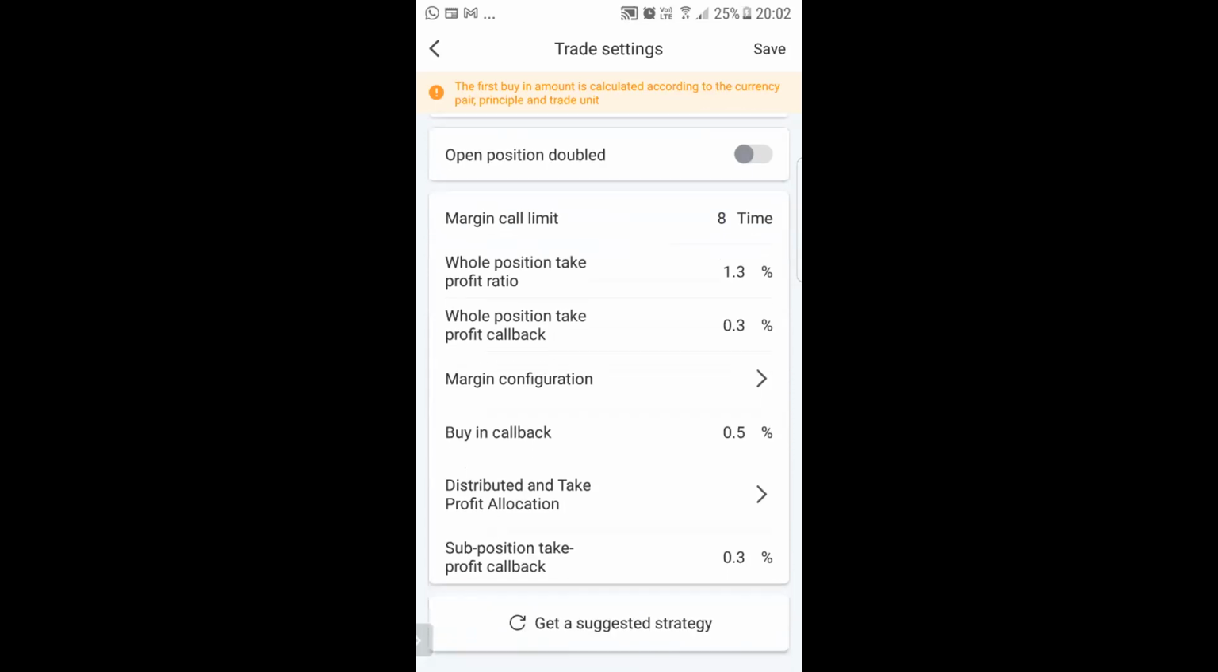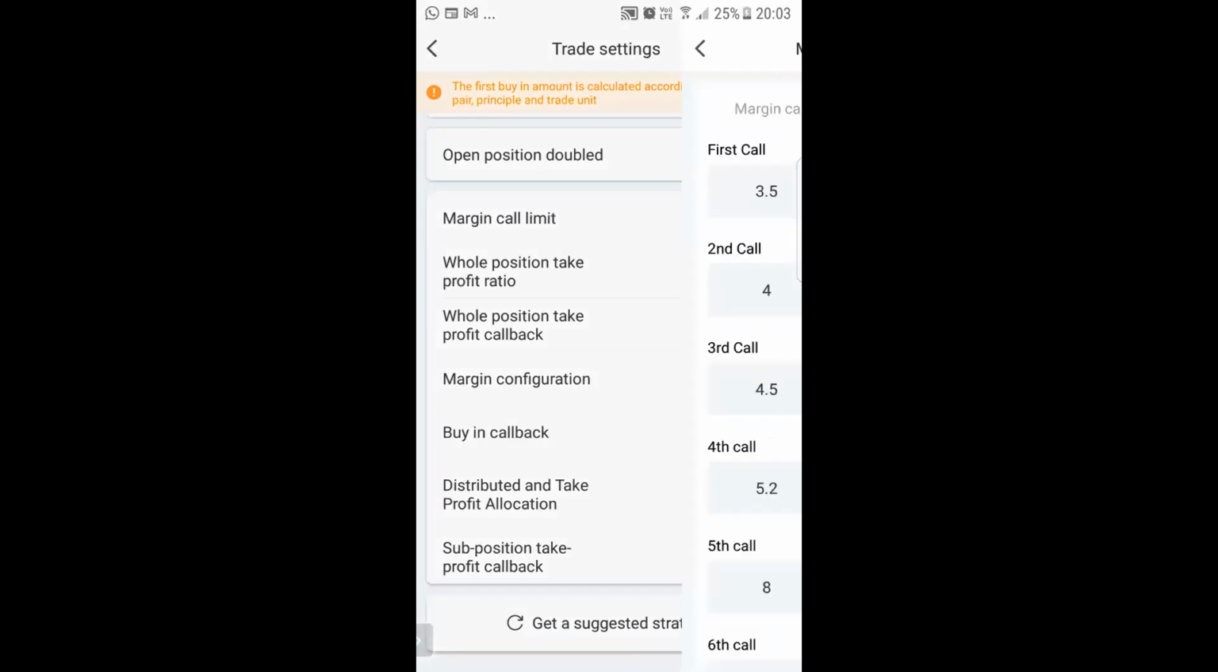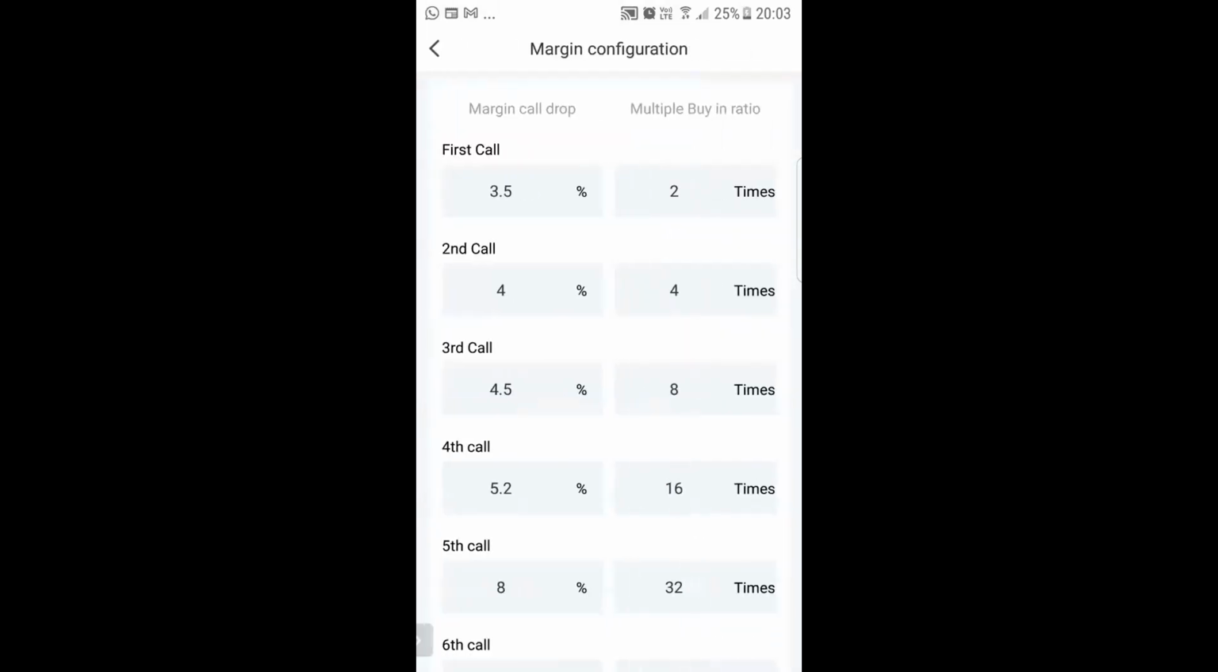Now, with that being highlighted, you can see that we have distributed and take profit allocation. We're going to come here and check later, and then we'll also confirm other sub position take profit callback in here now. Let's quickly go here on margin configuration. Oh, I'm clicking on the second screen. So here we are. You see, the heading is margin configuration.